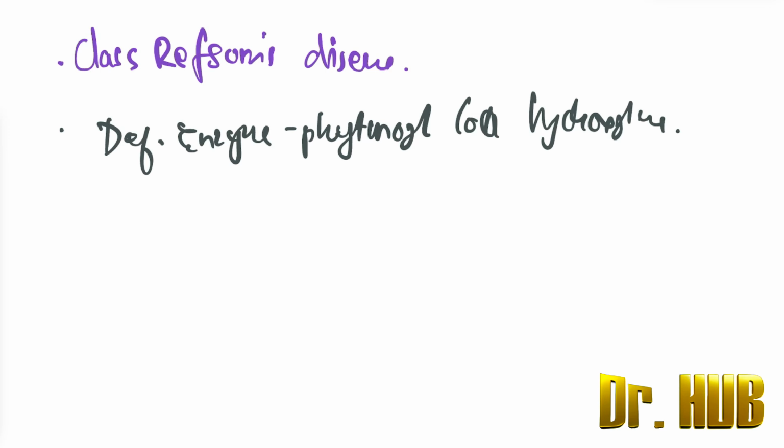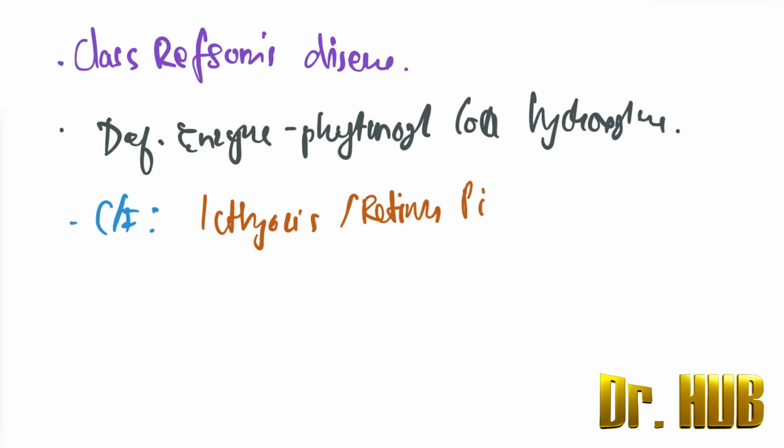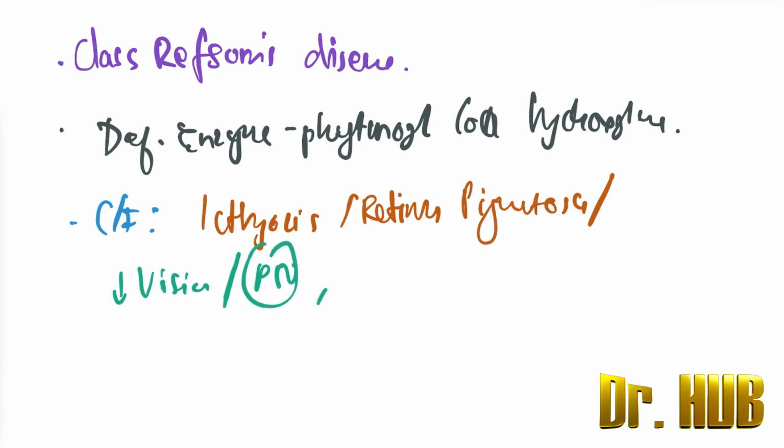Next, what do the clinical features include? The clinical features include ichthyosis, retinitis pigmentosa, as well as decreased vision. Next, there is peripheral neuropathy, as well as the presence of ataxia.